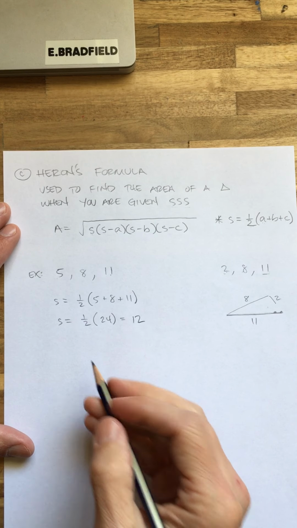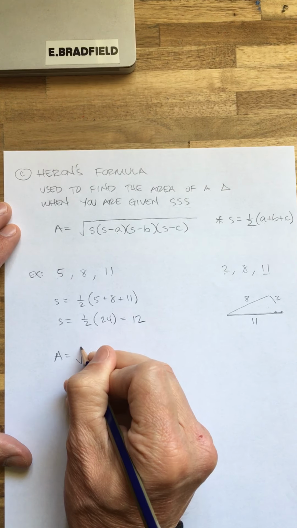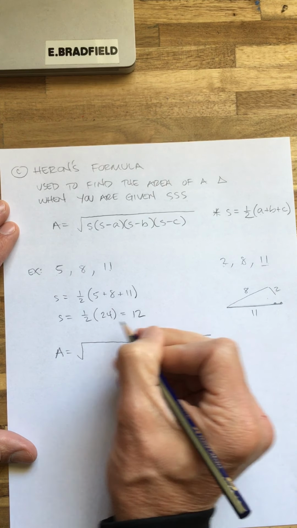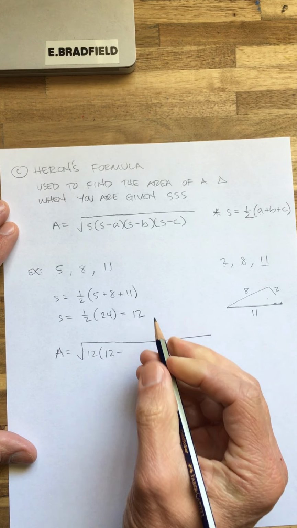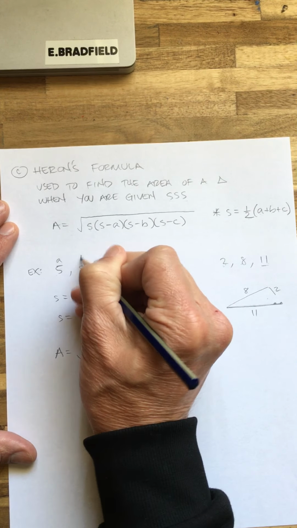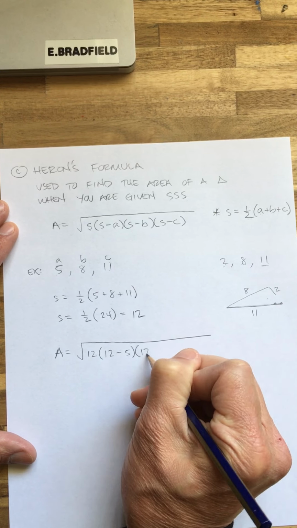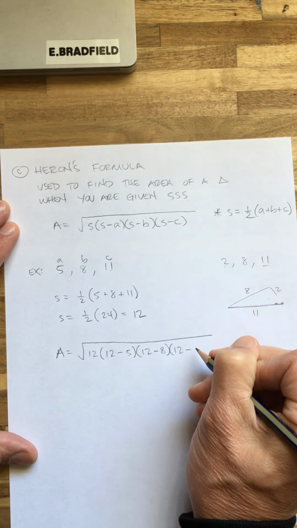Okay, so here we go. So now I know S, so now let's find my area. Area equals the square root of S, which is 12, times 12 minus A. Well, you can call this A and B and C. That's fine. So 12 minus 5 times 12 minus B, which is 8, times 12 minus C, which is 11.